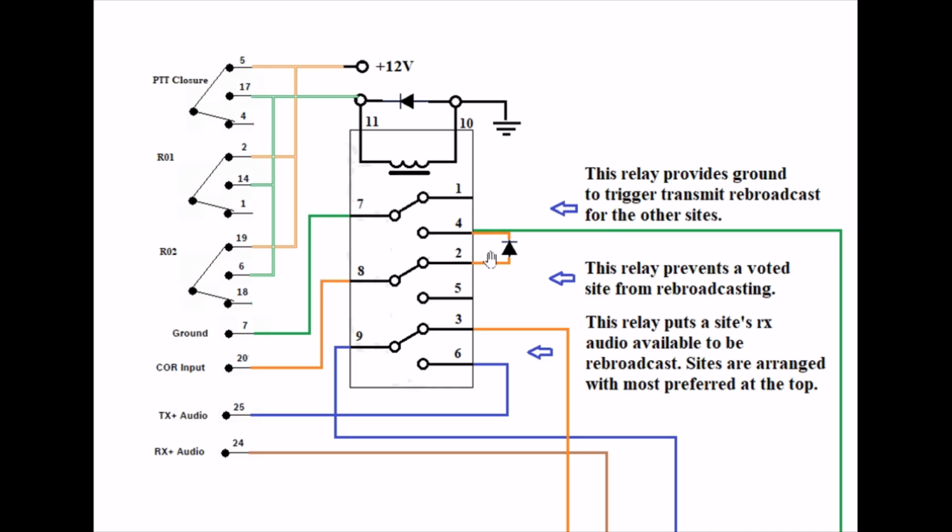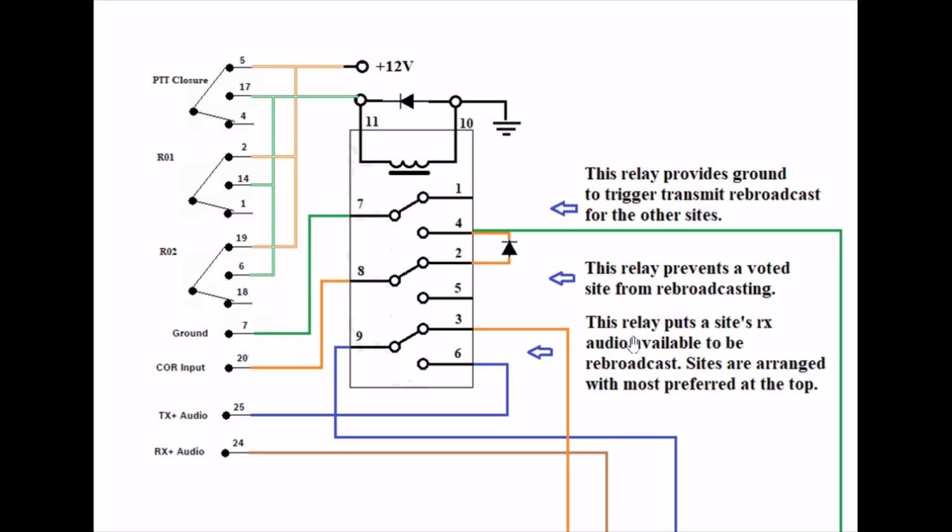The next function that this relay does is it prevents its own site from rebroadcasting. If you notice that this input here is to the COR input, so whenever this relay engages, it gets connected from 8 to 5 to nothing here, so it doesn't get a chance to essentially engage itself. It's immune from rebroadcast because it's already getting transmitted locally, and we know that by the fact the relay triggered. So we don't want to re-engage it from the other side.